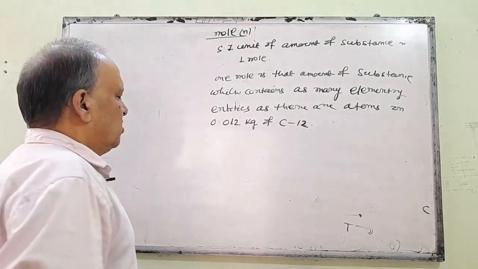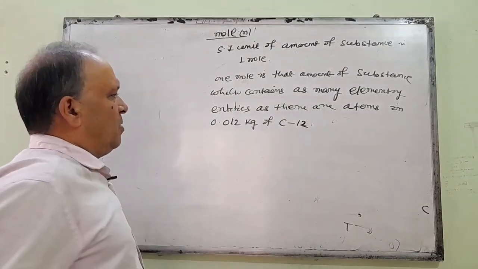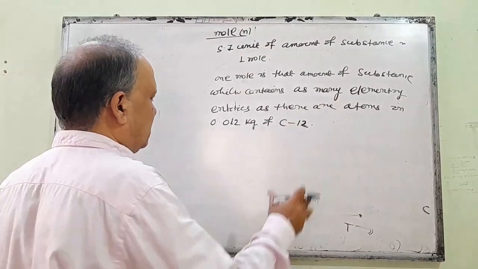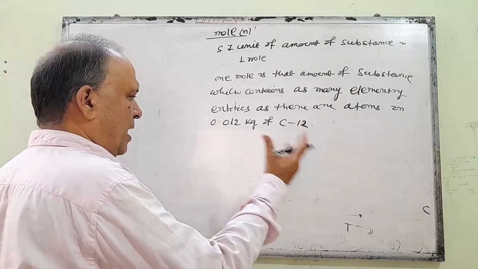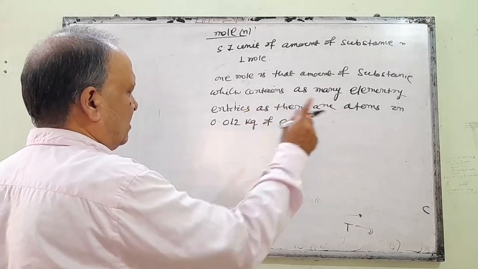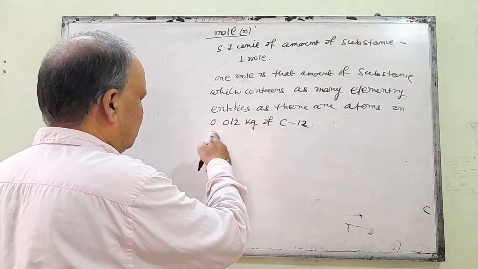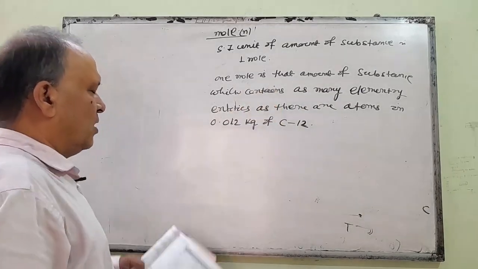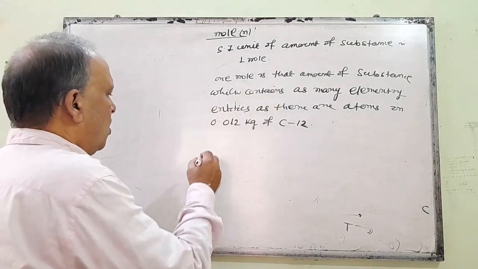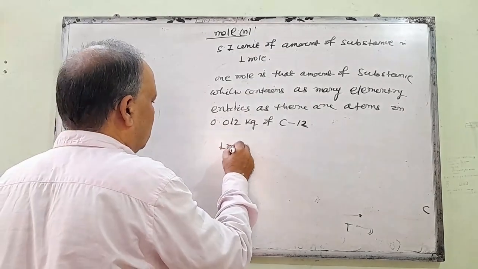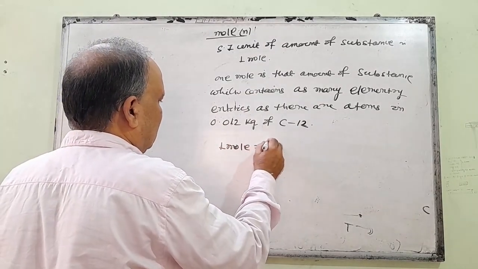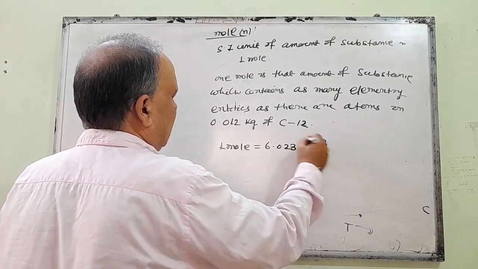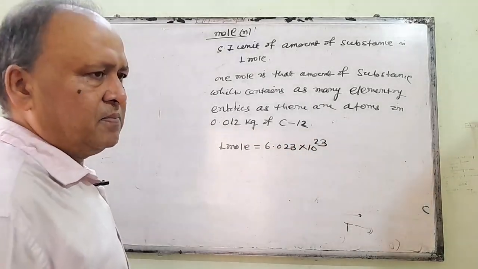You take 0.012 kg of carbon 12, you count the number of atoms, and that amount of substance present in 0.012 kg of carbon atoms is called what? 1 mole. You know 1 mole is equal to 6.023 into 10 to the power 23.